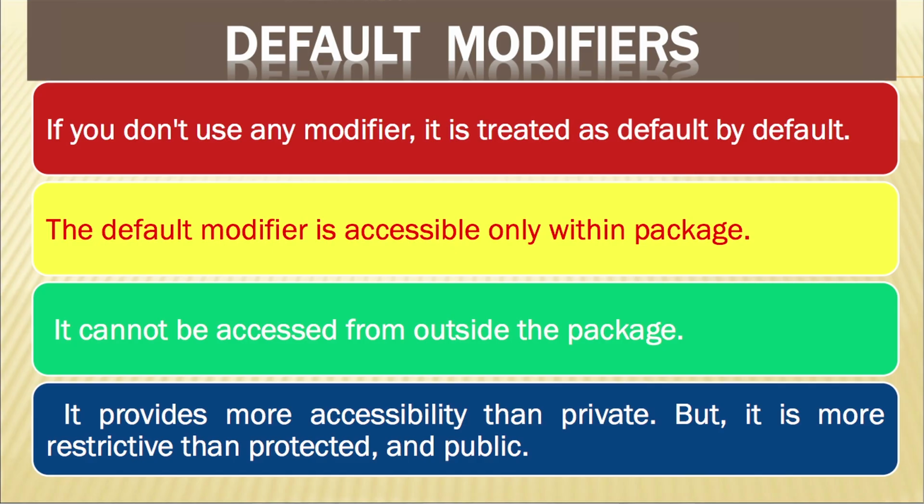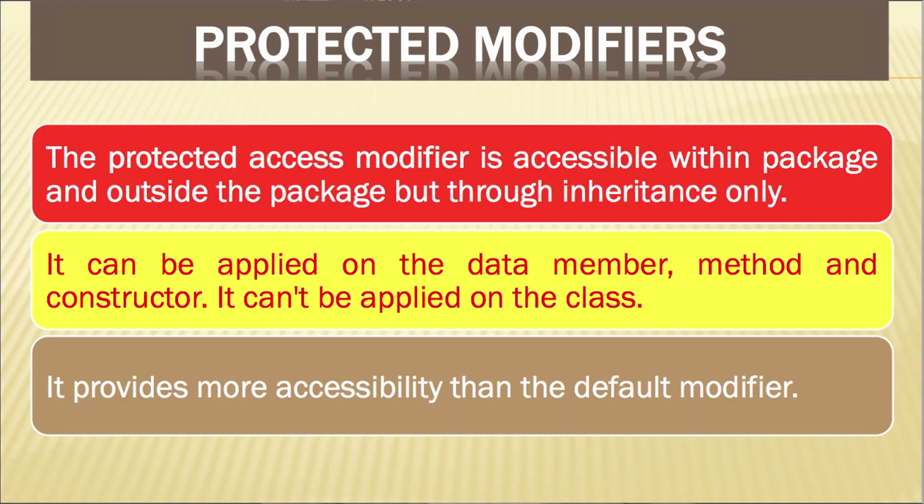So see the last point of the default modifier: it provides more accessibility than private, but it is more restrictive than protected and public. So this default is more restricted than protected and public. So this is the default modifier.